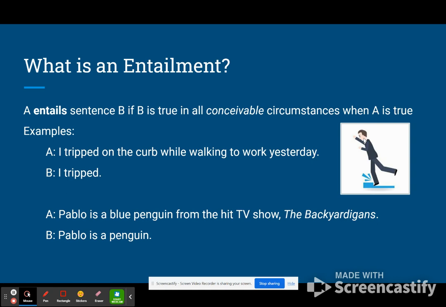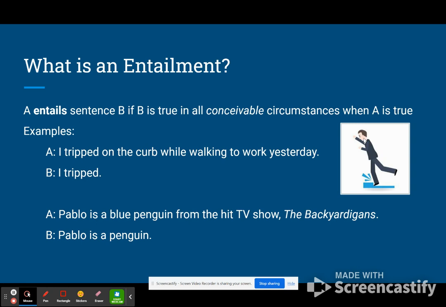Here are a few examples. If our sentence A is, "I tripped on the curb while walking to work yesterday," and our sentence B is, "I tripped," then we know that B is true whenever A is true. Similarly, if our sentence A is, "Pablo is a blue penguin from the hit TV show The Backyardigans," and sentence B is, "Pablo is a penguin," we can see that B is true whenever A is true. Pablo cannot be a blue penguin without Pablo also being a penguin.